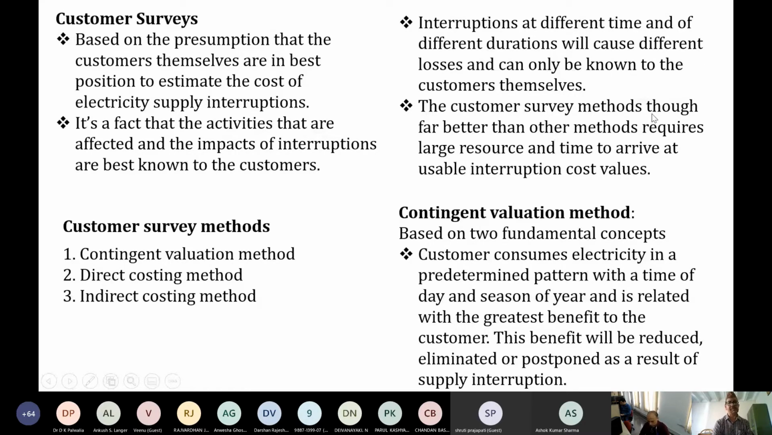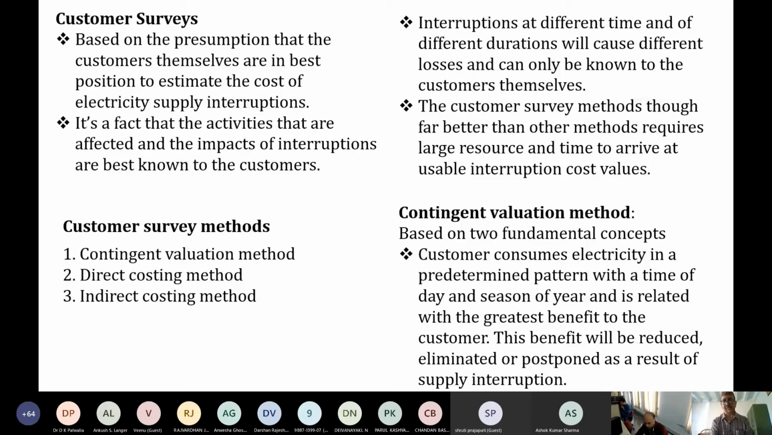So the customer survey method, though far better than other methods, requires large resources and time to arrive at usable interruption cost values, because for a customer survey you have to have a meaningful sample size. If there are 10 million customers in the system, you need to carry out a customer survey of at least 1% of them, or at least if it is 1%, then how many?